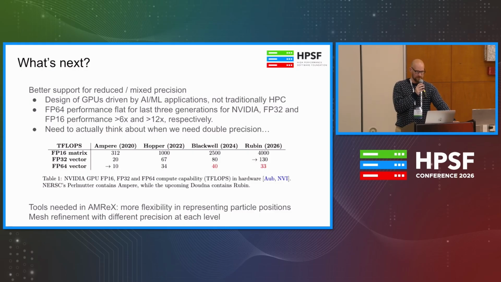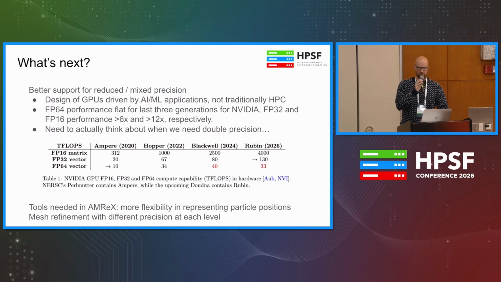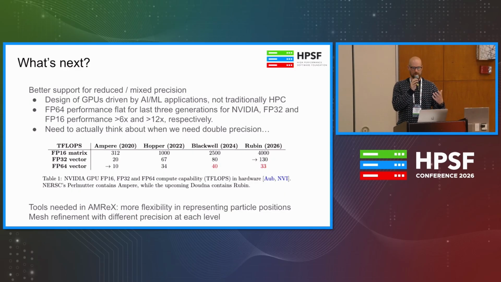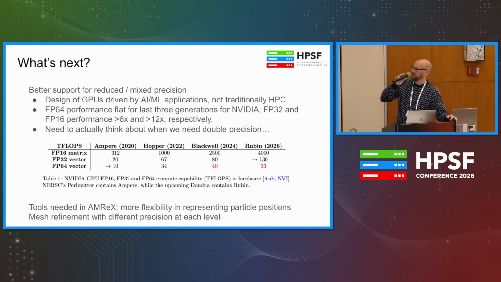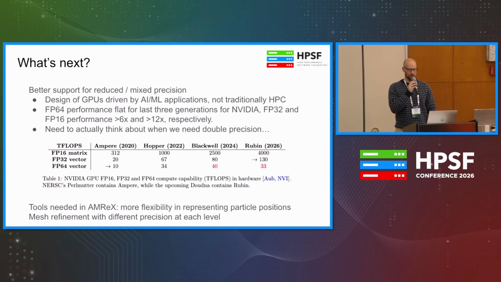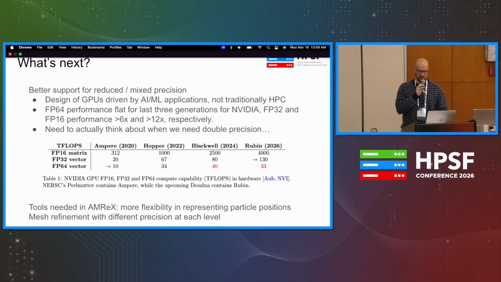So some examples of ways that AMReX needs to be extended for this. We need to allow for more flexibility in the way people represent particle positions. There's schemes where you store a particle's position as a cell ID using an integer, and then you store its offset within its cell that's more accurate than just using a single floating point number. And there's also stuff you could do thinking about doing mesh refinement with different precisions at each level of refinement. It kind of naturally fits into the idea of mesh refinement.